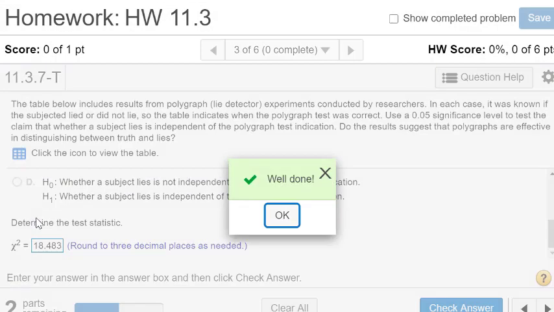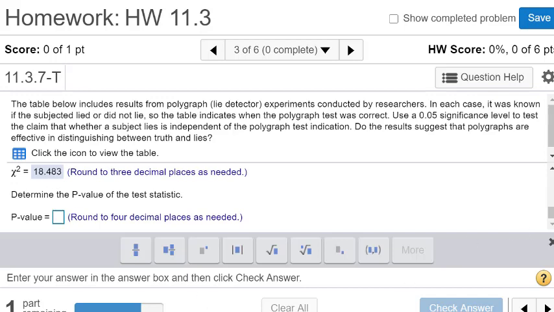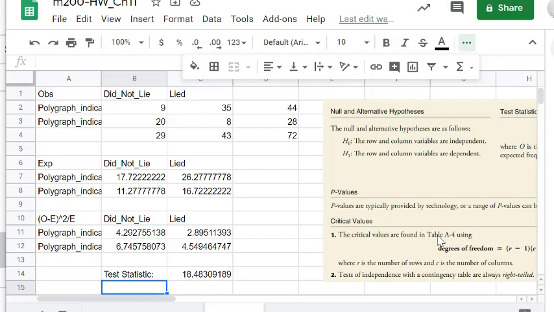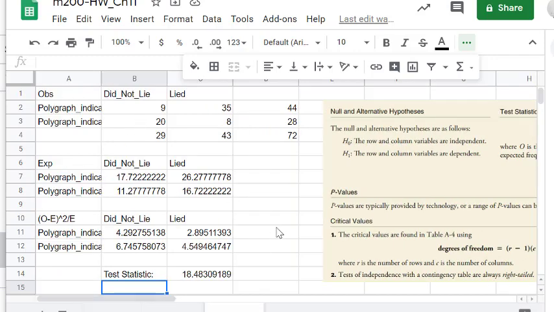Okay. To find our p-value, remember this is a chi-square test, and it's always going to be right-tailed. So what we need is our degrees of freedom. Our degrees of freedom is the number of rows minus 1, times the number of columns minus 1. There are 2 rows and 2 columns, so our degrees of freedom, let's just call it df, is going to equal 2 rows minus 1, so that's 1, times 2 columns minus 1, so that's 1 again. So our degrees of freedom is just going to be 1.